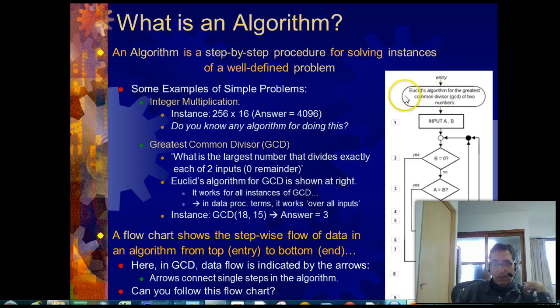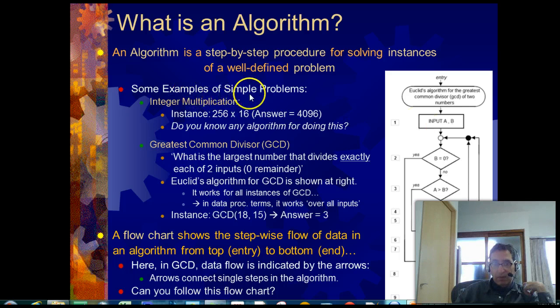the greatest common divisor. And solving instances, instance means this is the algorithm, but the algorithm is used for particular instances. And by particular instance, we mean, for example, when we say A equals 10 and B equals 12. So that would be a particular instance.